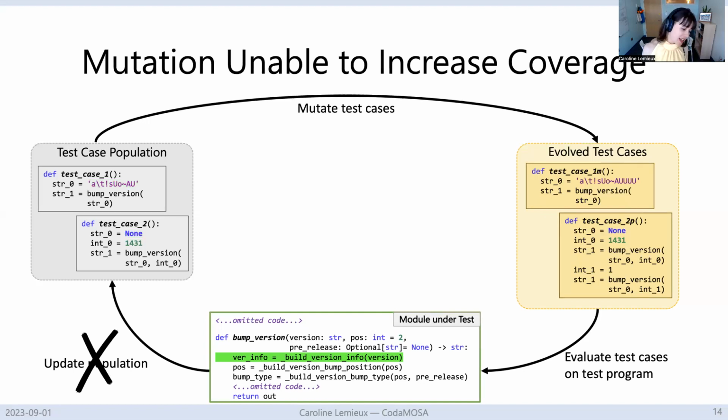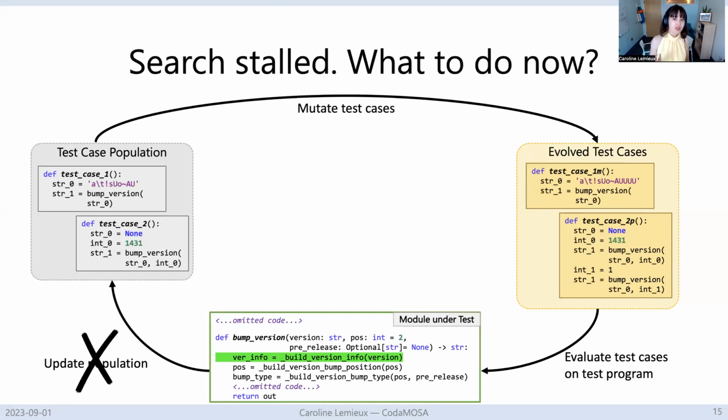And unfortunately, in this case, even if we kept doing these mutations over and over again, we would not be able to increase coverage, because the likelihood via mutating this original population of getting a valid version string is very, very low. And so the search is stalled, and we could keep doing these mutations for several minutes, but we wouldn't get improvements. So what do we do now?